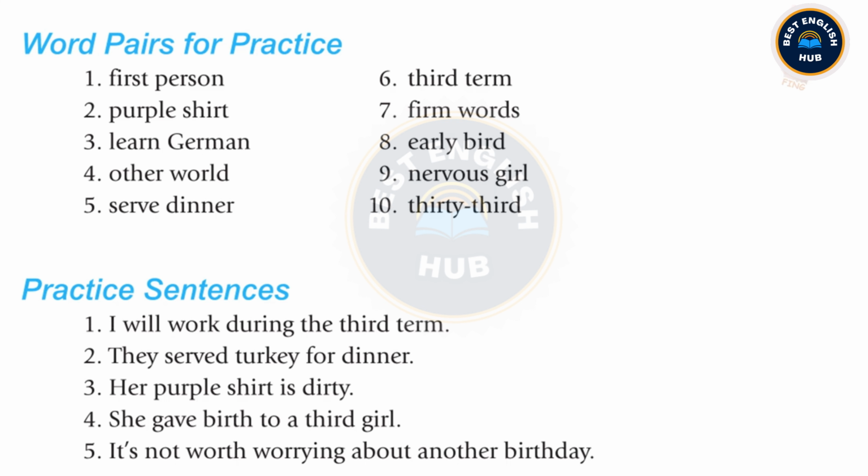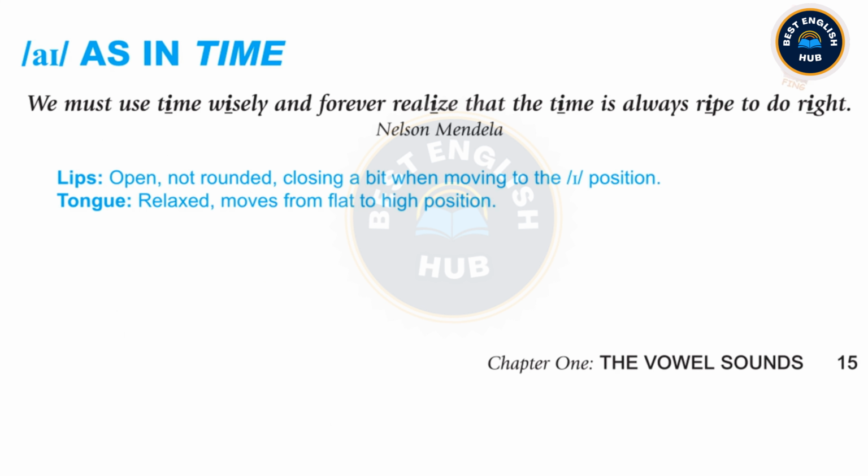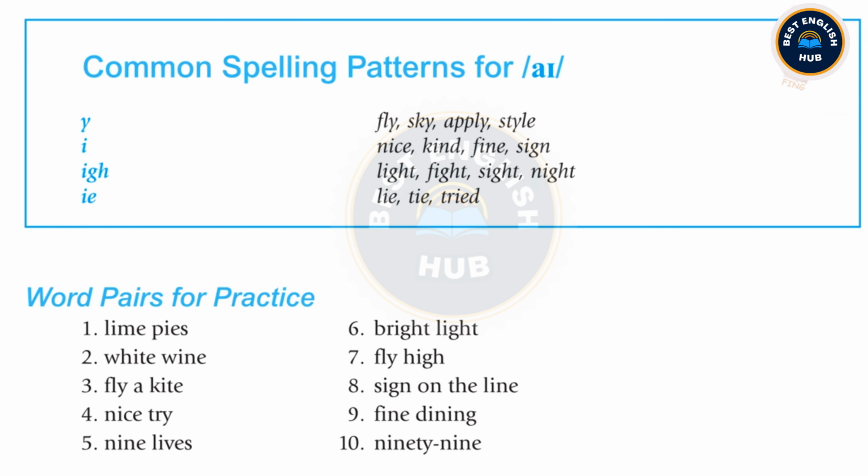/aɪ/, as in time. For the /aɪ/ sound, the lips are open and not rounded, and they close a bit when moving to the /ɪ/ position. The tongue is relaxed, and it moves from a flat to high position. The common spelling patterns for this sound include the letter Y, as in fly, sky, apply, style; the letter I, as in nice, kind, fine, sign; the letters IGH, as in light, fight, sight, night; and the letters IE, as in lie, tie, and tried.